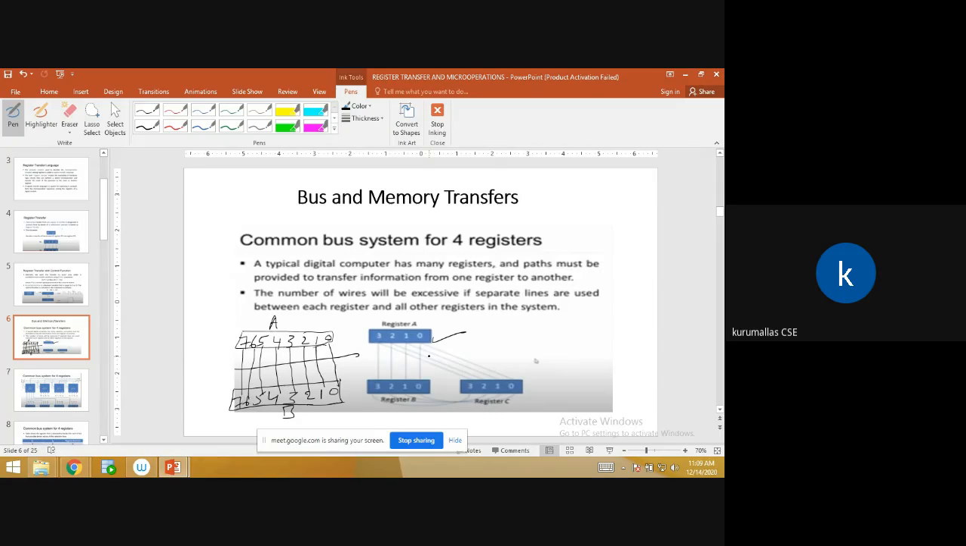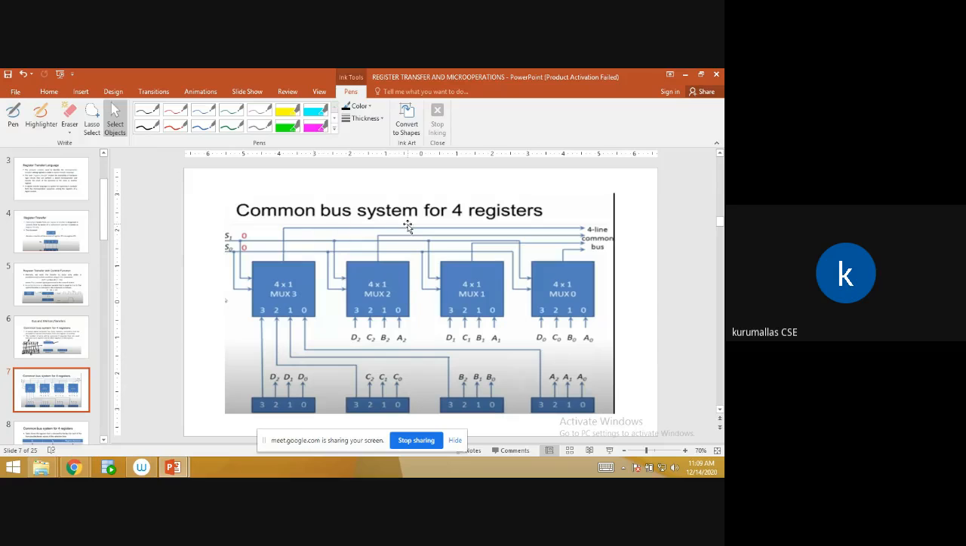It looks somewhat complex, right? Because of this complexity, we need to go for a common bus system. In the common bus system, data is transferred from one register to another over a common bus. Using 4-bit registers, the common bus system for four registers can be represented like this, by using multiplexers. This is MUX, multiplexer 0, multiplexer 1, multiplexer 2, multiplexer 3. Four multiplexers and four registers A, B, C, D are there.